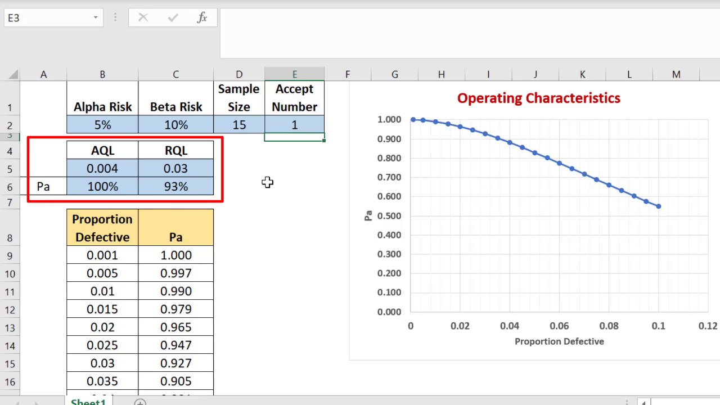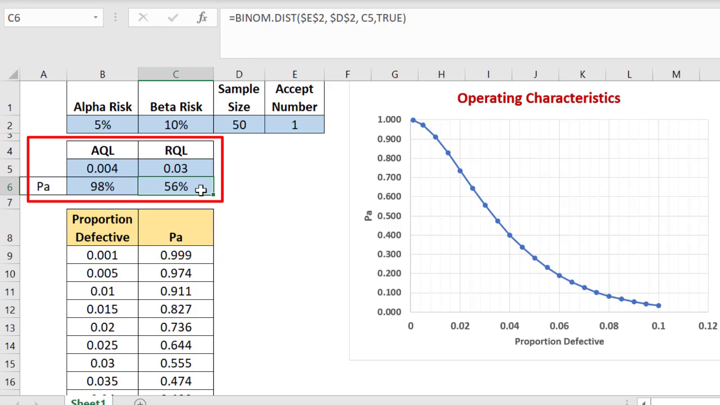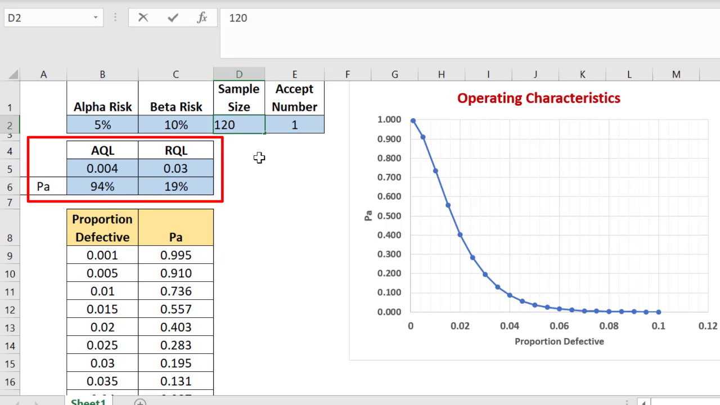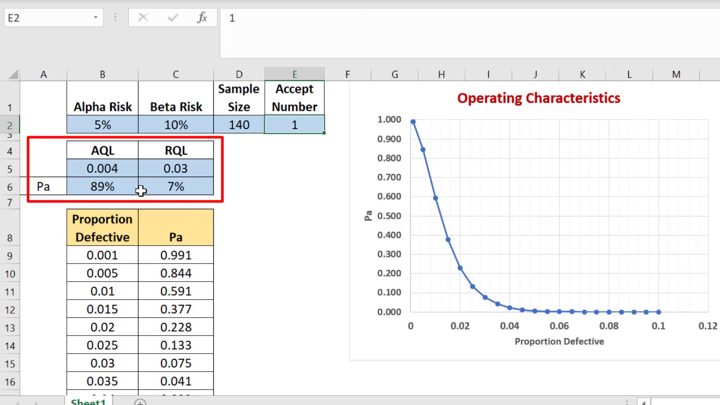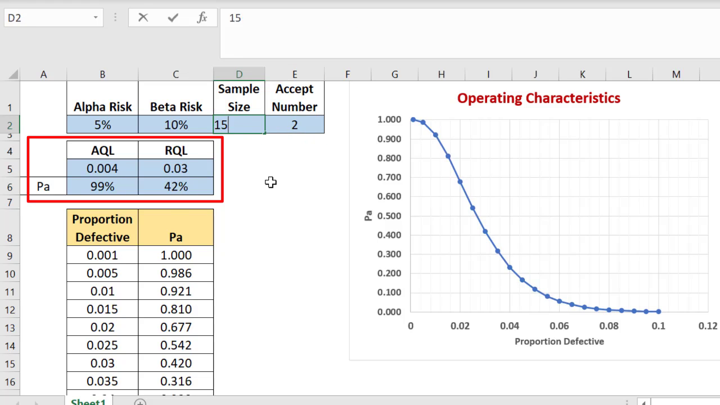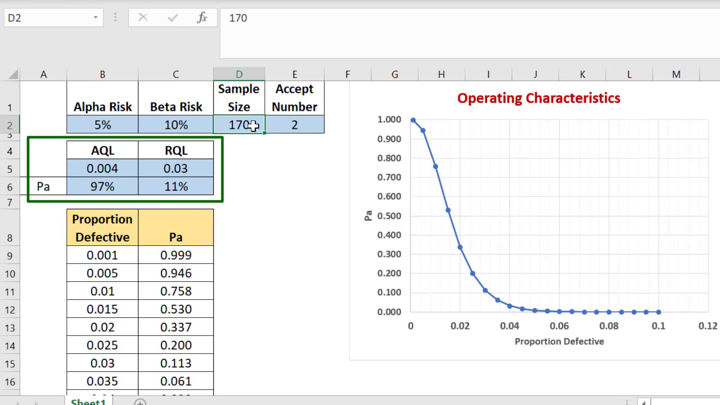to 1. But we don't meet our requirements of AQL and RQL. So we need to try different sample sizes for getting these requirements. So now with accept number of 1, I can try different sample sizes to get a reasonable solution at sample size of about 180 and accept number of 2. You can see that at this point the AQL is about 96% while RQL is 9%, which is quite close to our requirements.